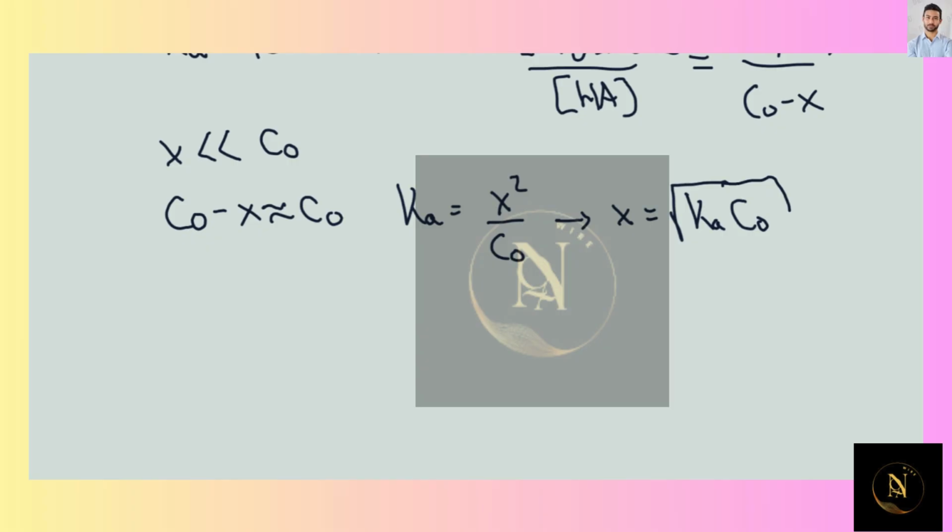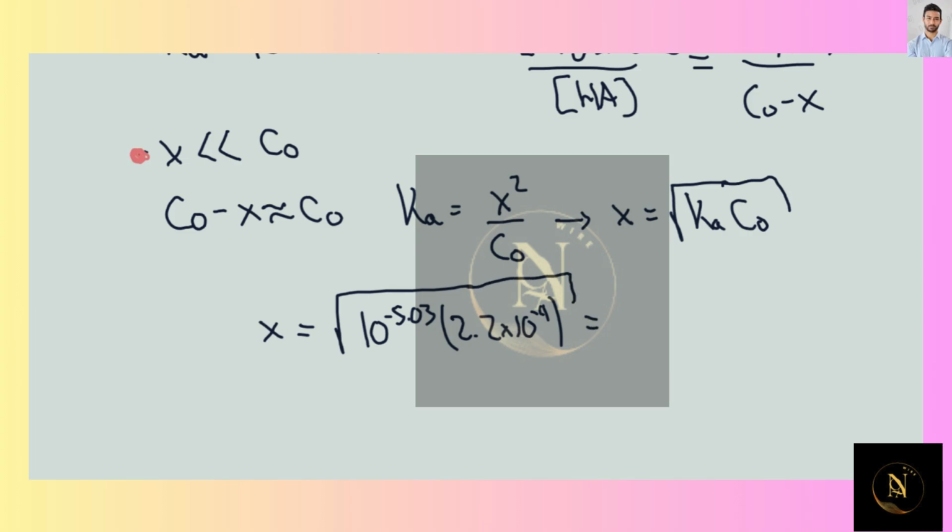Let's check if the result satisfies this condition. If it does, then we can proceed and we don't need to solve the quadratic expression. If it doesn't satisfy that condition, then we need to solve the full quadratic expression. So over here, the value is the square root of 10 to the minus 5.03 multiplied by 2.2 times 10 to the minus 4 in terms of molarity. And we would get a value of 4.53 times 10 to the minus 5 molar.